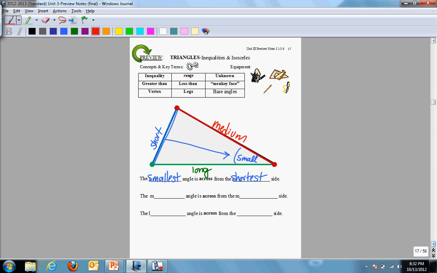Trace with me the medium side. Draw an arrow pointing to the opposite angle. Sweep, write the word middle. In a triangle, the middle angle is across from the medium side. The middle angle is across from the medium side.